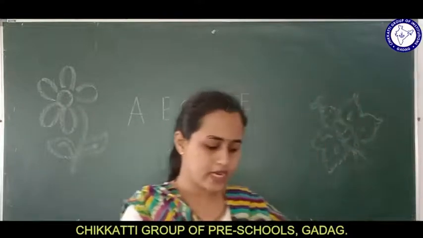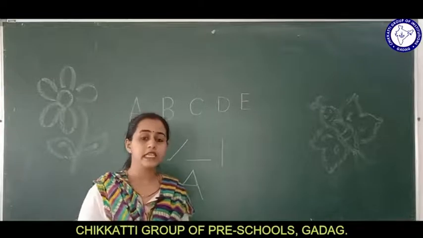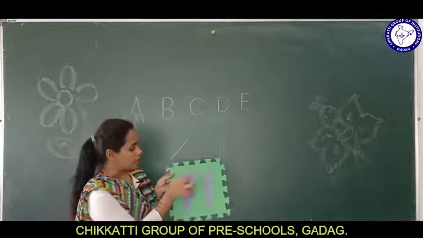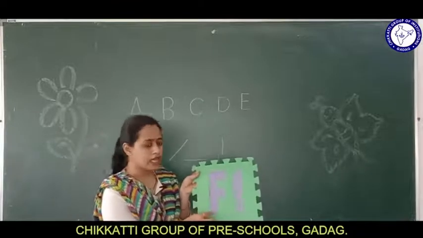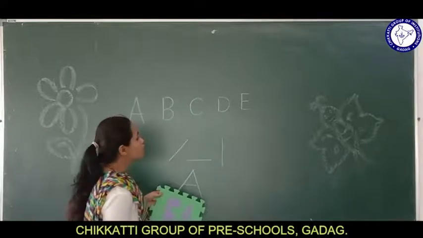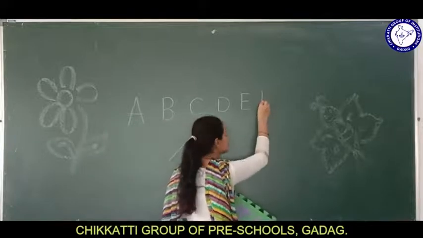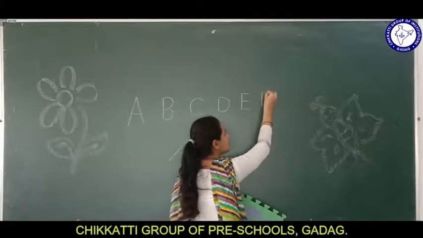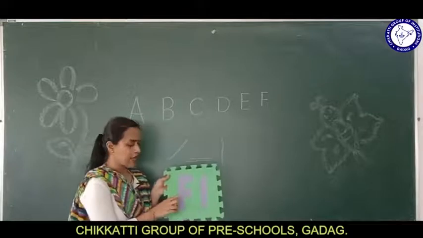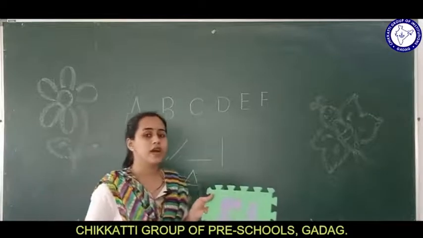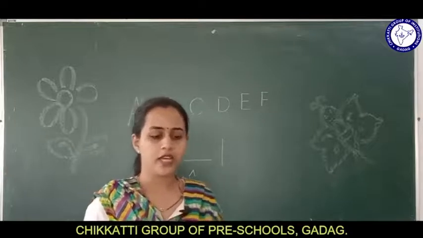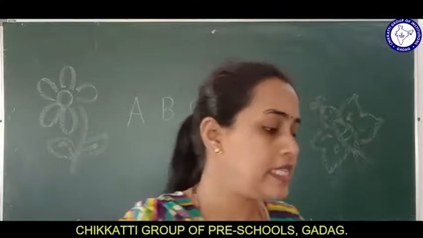Then which is the next alphabet? You know the rhyme, right? A, B, C, D, E, F. So here we go for F. How to write F? Standing line, sleeping line, leave, sleeping line, and then another sleeping line. That is F. What is the F sound? F. Right? So we go for the next alphabet.